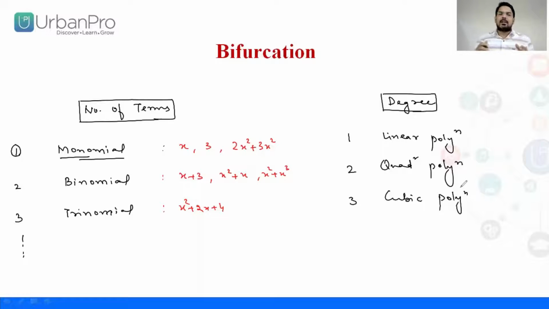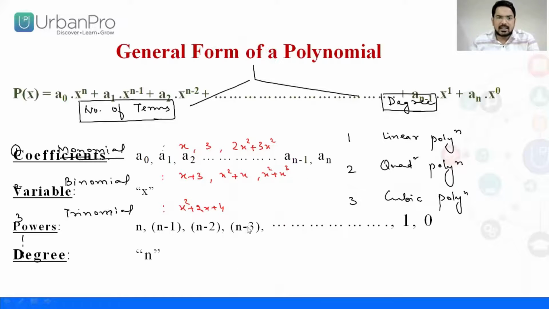After that, we have quartic polynomial. Sometimes we call it biquadratic polynomial. There is a specific condition for that, but we'll adhere to up to cubic polynomials, right? Okay, so this was the bifurcation of the polynomials on the basis of number of terms and the degree. Let's get to the next slide.